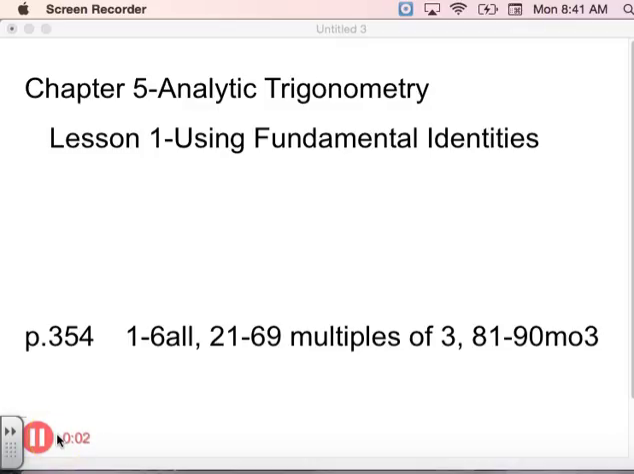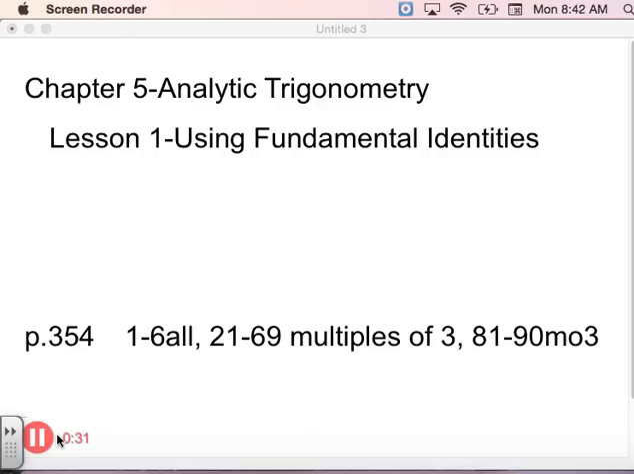All right, so at the beginning of chapter 5, it's called analytic trigonometry. And the first lesson, we're going to be using those fundamental identities that we talked about back in chapter 4, on, I believe it was lesson 3 or 4. It's note sheet 25. So you can look at that note sheet to look at those identities. That's what we're going to be using for all these problems through this chapter.